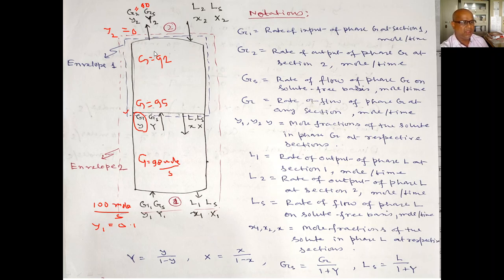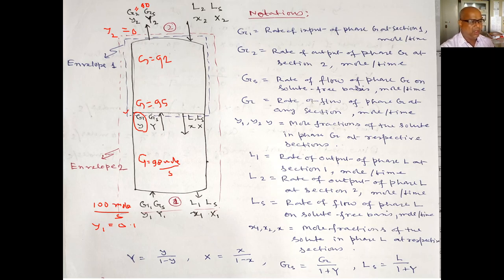So now ammonia is transferring from G phase to L phase. So L2, let's say L2 equal to 100 moles and x is 0. Now let's say 2 mole transfer here, so it will be 102 moles. Here 5 mole transfer, so here will be 105 moles. Here 8 mole transfer, 108.